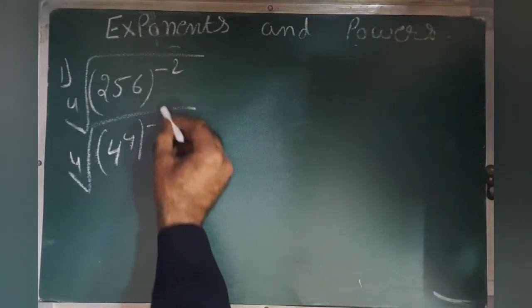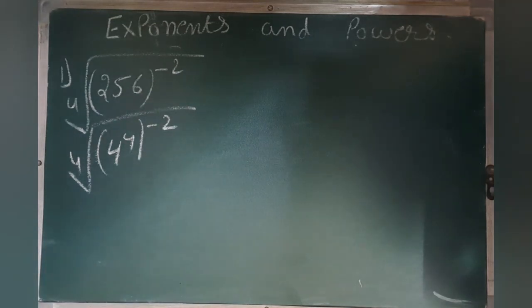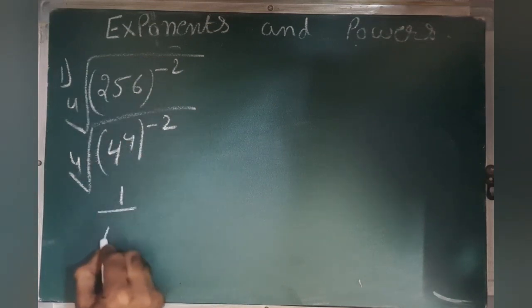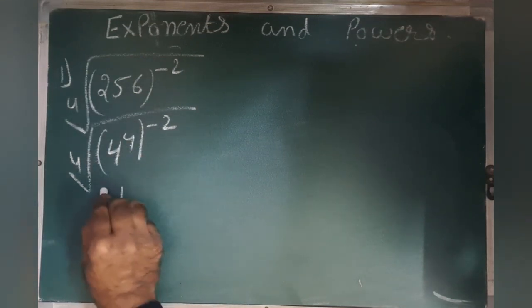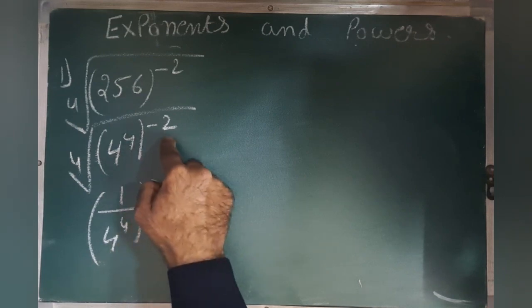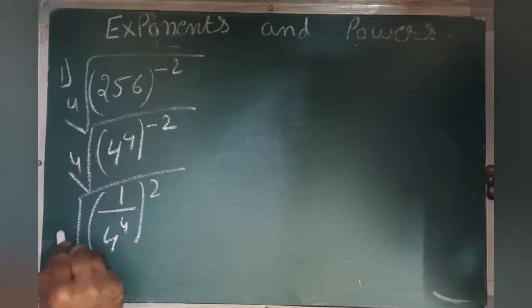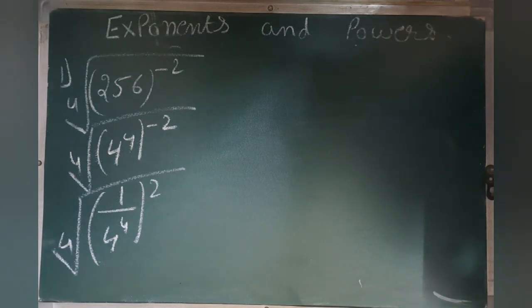Now the exponent is a minus 2. So what do we do in this case? We have to reciprocal this. So when we reciprocal this, the minus 2 will become positive 2, and here is the fourth root. Now, what is the next step in this?